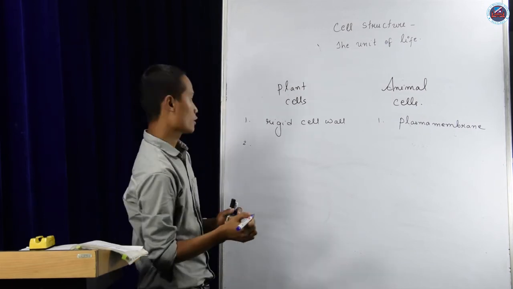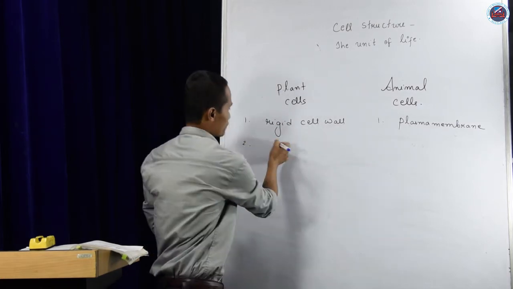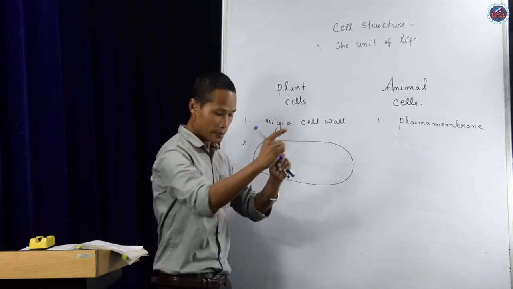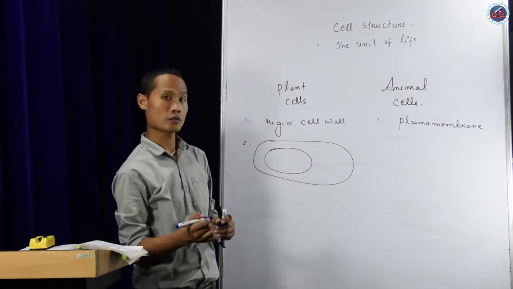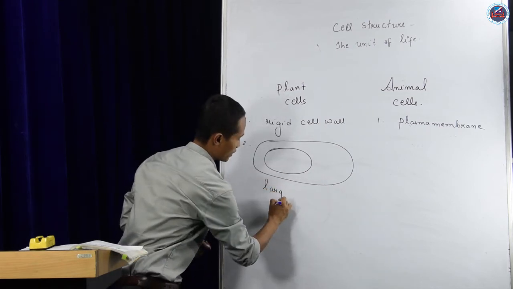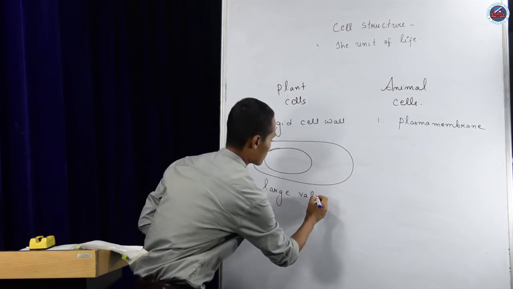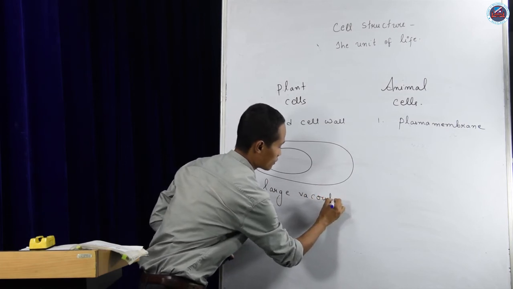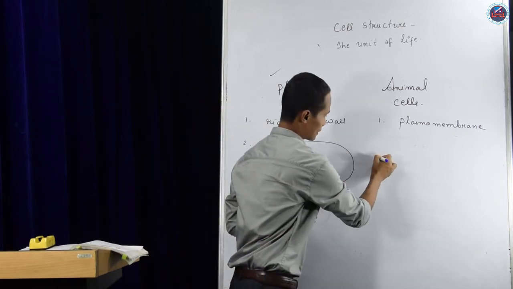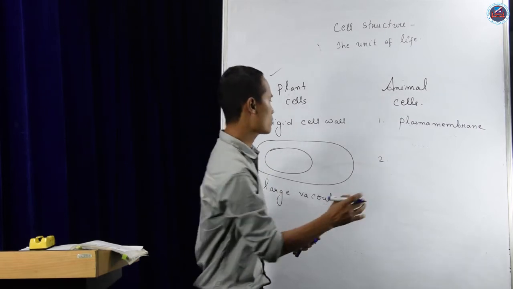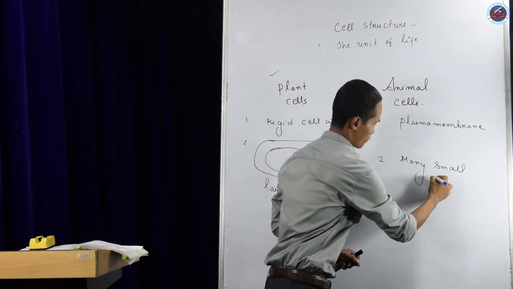Point number two. In plant cells, there will be a very large vacuole, which occupies almost all of the cytoplasm. This is very important: a large vacuole in the case of plant cells. In animal cells, you find many vacuoles, but small, many small vacuoles.